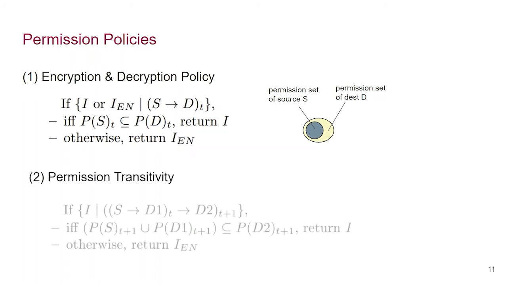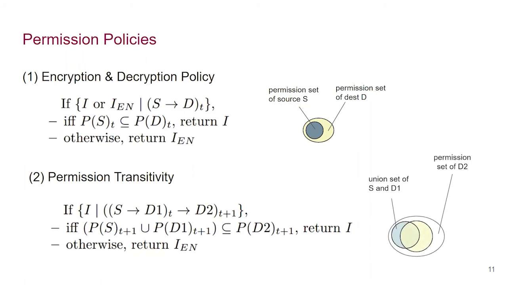Here is the permission transitivity rule. If S first sends an intent to D1 at time t, then D1 sends the intent to D2 at time t plus 1. In this case, if the permission set of D2 contains the union of the permission sets of S and D1, then we will return the intent without encryption, otherwise we encrypt the data.